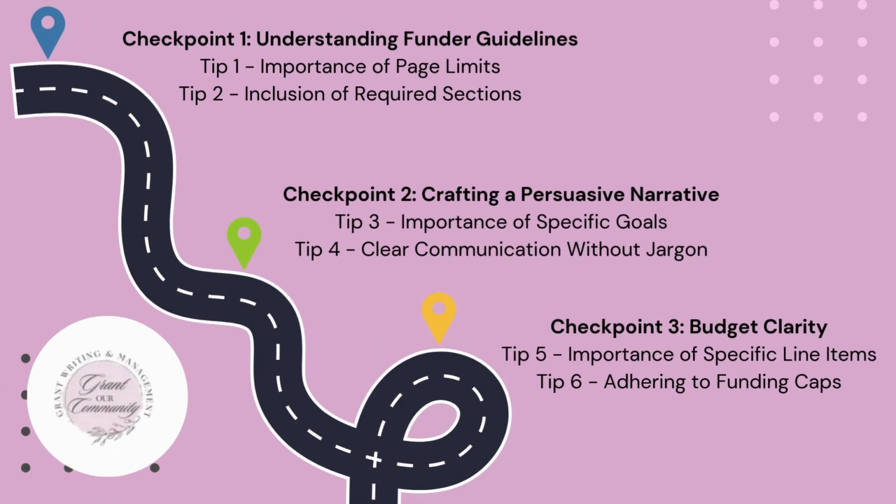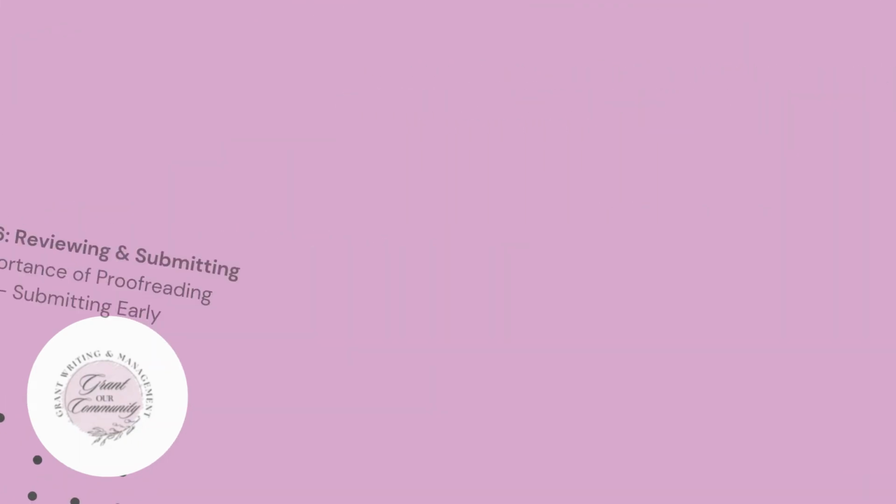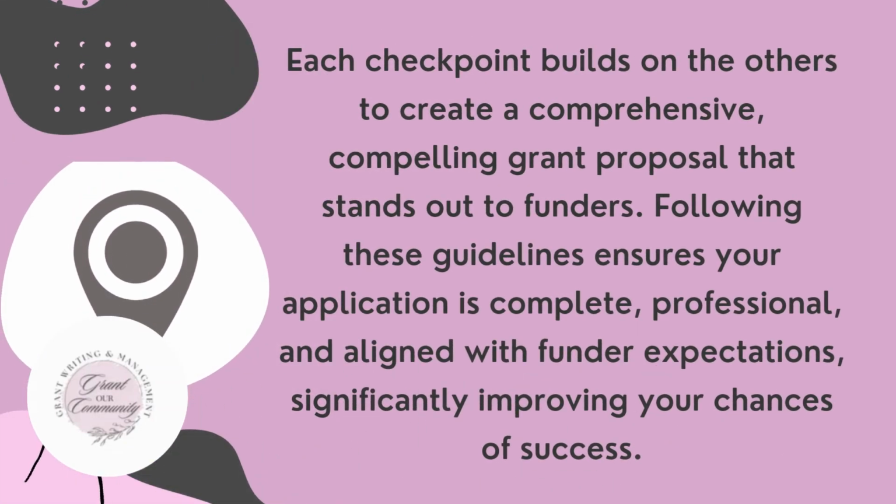Today, we've given you an overview of a total of 5 checkpoints. Each checkpoint represents 2 tips, for a total of 10 tips. Remember to go through each checkpoint individually and ensure that you are implementing each tip as you go along. Each checkpoint builds on the others to create a comprehensive, compelling proposal that stands out to funders. Following these guidelines ensures your application is complete, professional, and aligned with funders' expectations, significantly improving your chances of success.